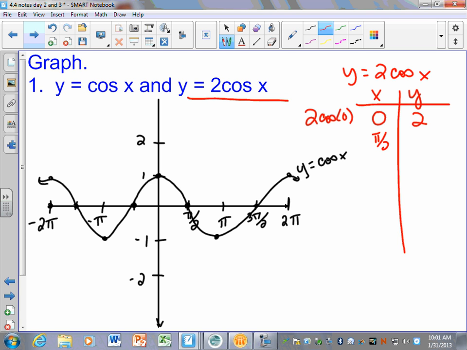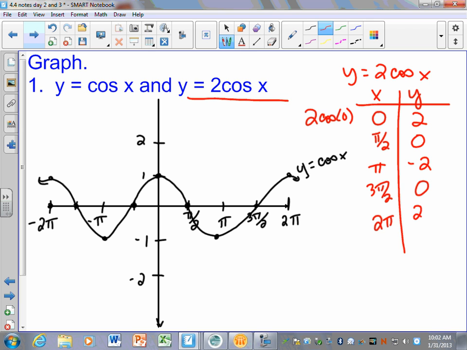What about when I plug pi halves in? What's the cosine of pi halves? 0. So what's 0 times 2? It's still going to be 0. Again, hopefully we're getting to feel better about these values. Pi, cosine of pi, negative 1. Negative 1 times 2 is negative 2. 3 pi halves, I'm back to 0. I go to 2 pi, I'm back to the same spot as I was at 0.